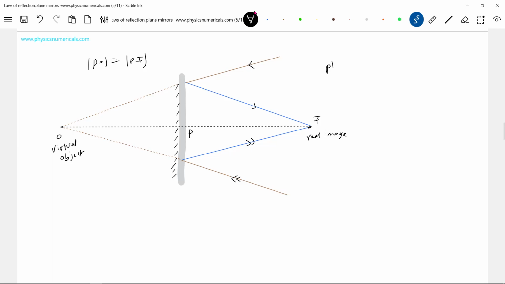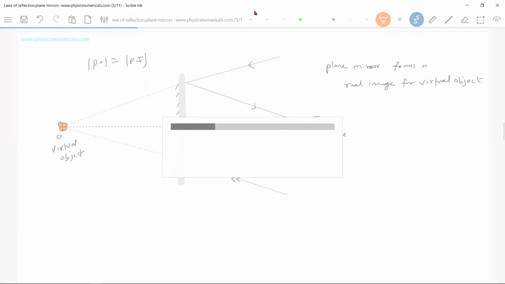So plane mirror, what does it do? A plane mirror forms a real image for a virtual object. And I think these are some very fundamental things which will help you a lot in understanding. So what is the conclusion for the plane mirror? For a real object, virtual image. For a virtual object, it forms a real image. Okay, now we'll take the next condition.